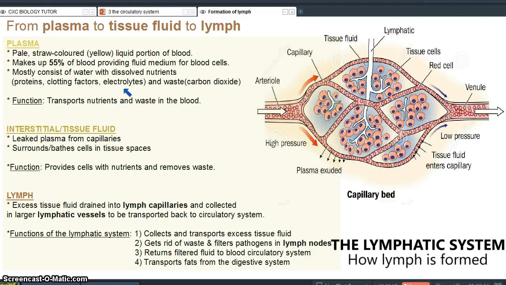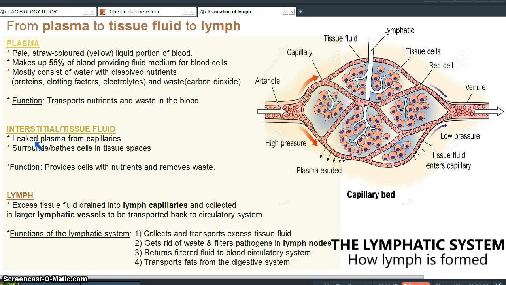The plasma is made up of these nutrients and also waste that needs to be removed from tissues. The waste would include carbon dioxide. So the main function of plasma is to transport nutrients and waste in the blood. From plasma now, we go to interstitial or tissue fluid. I'm just going to outline each of these parts, and then we're going to look at this diagram here, the capillary bed, to show you exactly how we go from plasma to tissue fluid to lymph.